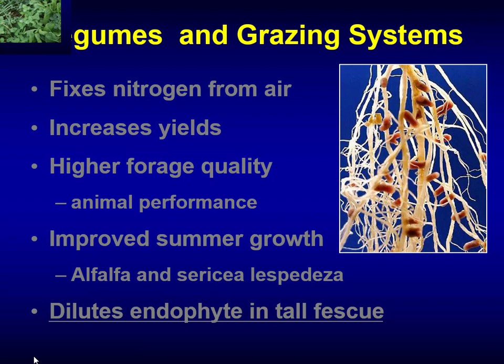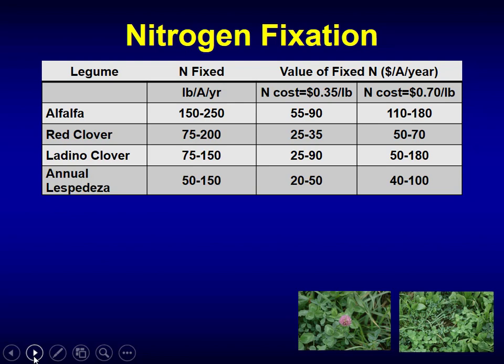This is the amount of nitrogen fixed by different legumes. Different legumes are more or less aggressive in nitrogen fixation. Alfalfa is by far our most aggressive nitrogen fixer, and annual lespedeza is one of our least aggressive. And we can put a monetary cost on there depending upon the price of nitrogen. Currently, it's about 35 cents a pound, and then 70 cents a pound for a higher value when nitrogen prices may go up.